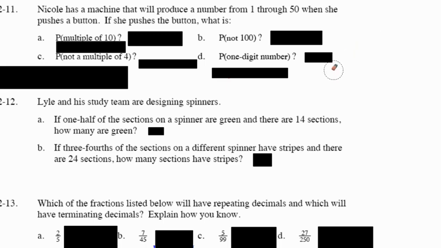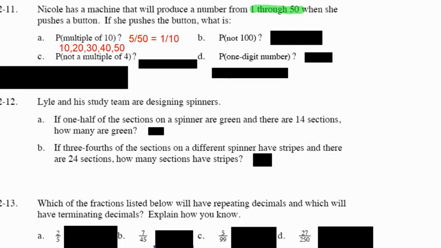Here, Nicole has a machine that'll produce a number from 1 through 50. If she pushes the button, what's the probability that she's going to get a multiple of 10? Well, if it's producing numbers 1 through 50, that means your denominator will be 50. And the multiples of 10 are 10, 20, 30, 40, 50, if we're looking at those numbers. So if we count them, there's 5 of those out of 50. Show your work, show what the multiples of 10 are, and then simplify.